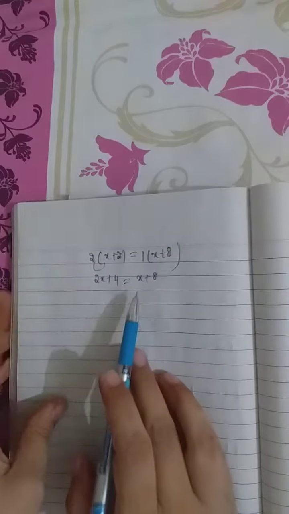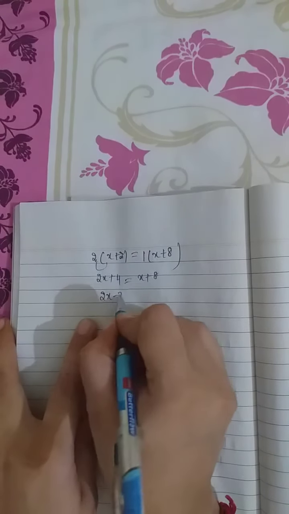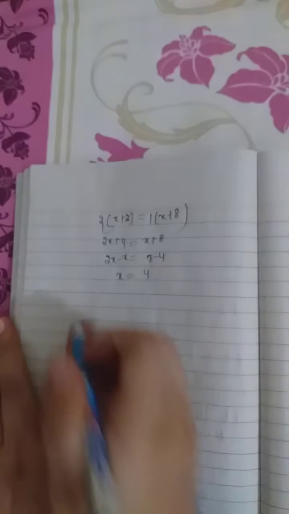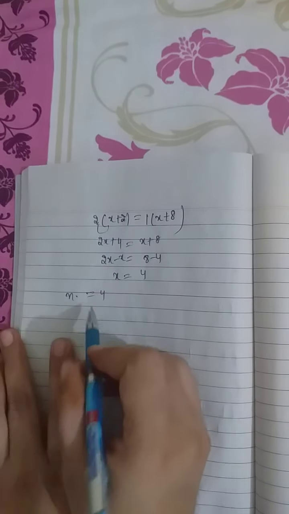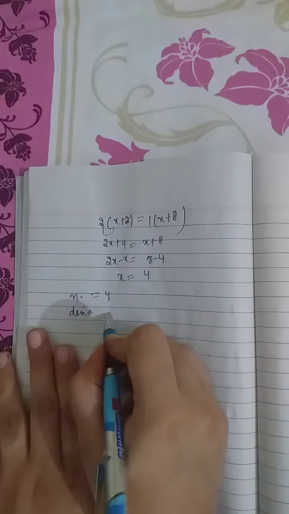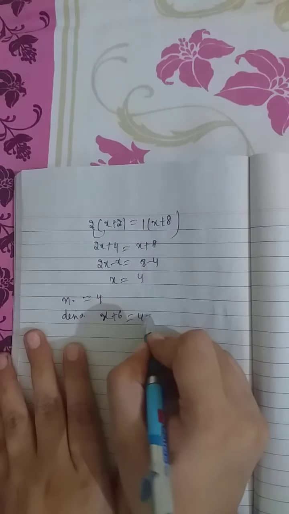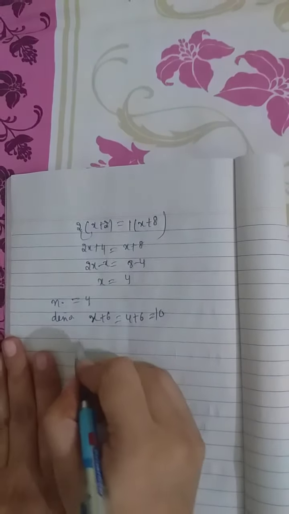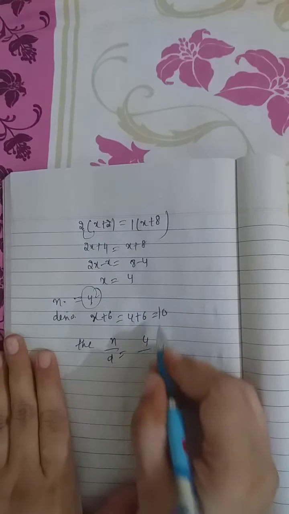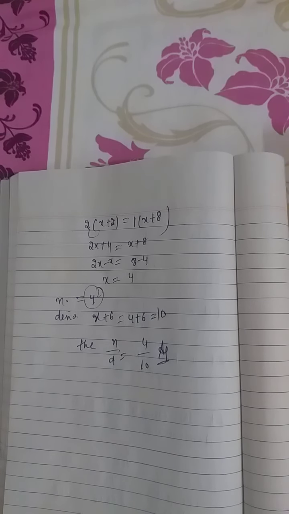Now transpose the variables to the left hand side and the constants to the right hand side. 2x minus x is equal to 8 minus 4. X is equal to 4. So the numerator is equal to 4, because we supposed the numerator is x and the denominator is x plus 6. That means 4 plus 6 is equal to 10. Then the fraction, that means numerator upon denominator, where the numerator is 4 and the denominator is 10. So it is our fraction. So moving to our first question of this exercise.